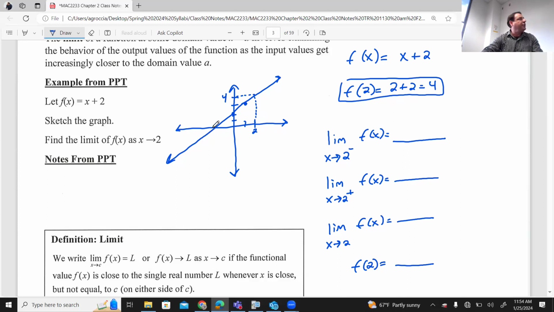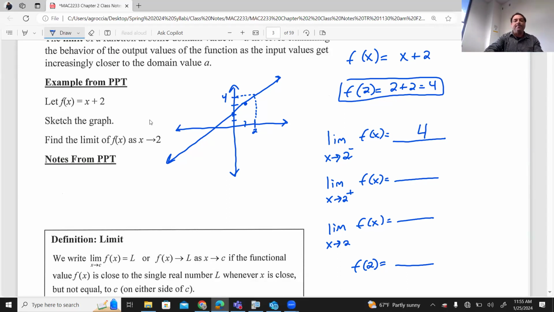As I get closer and closer to 2, what is it approaching on the y? It's approaching 4. So as I get closer and closer, I'm following that line, heading towards 2 on the x, what value of y am I getting closer and closer to? 4. Okay, so that says, as I get closer and closer to 2 coming from the left, I'm getting closer and closer to 4. We never get there. We just get closer and closer to it.